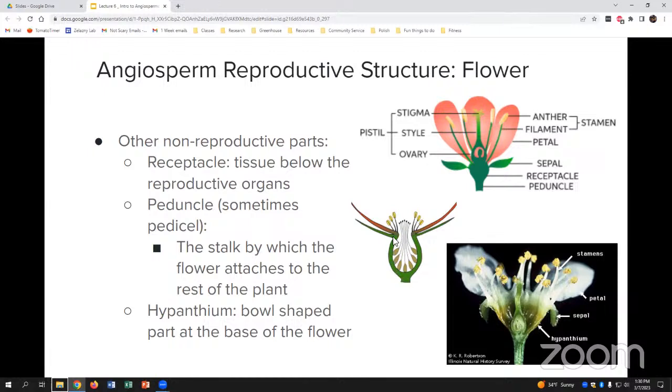So in this image, you can see this green kind of bowl structure. So we see a green sepal here, we see a petal here, leading us into this tube. And this is the hypanthium.